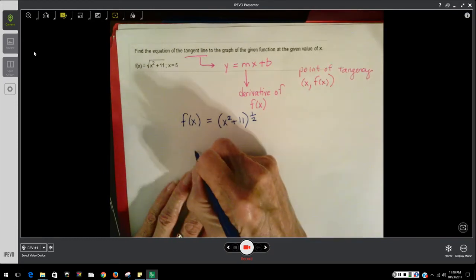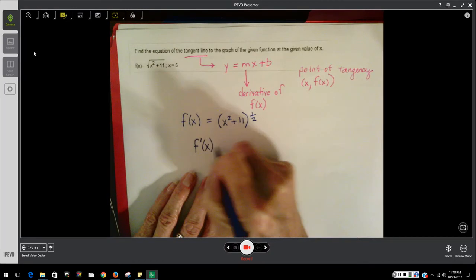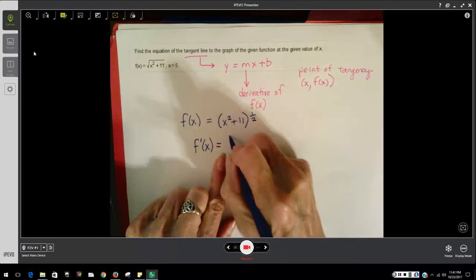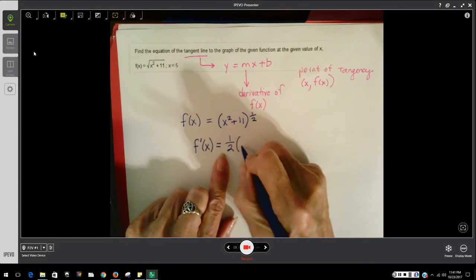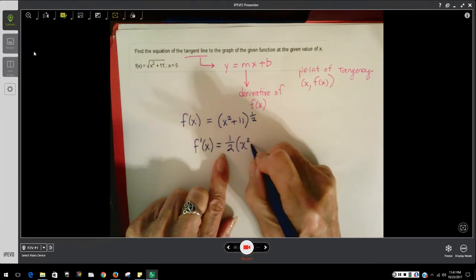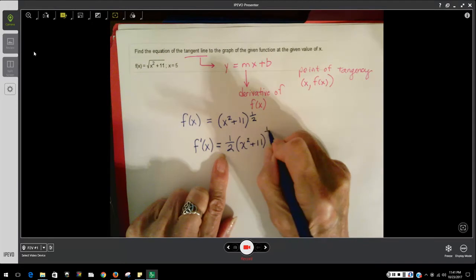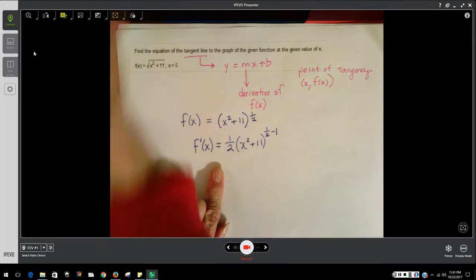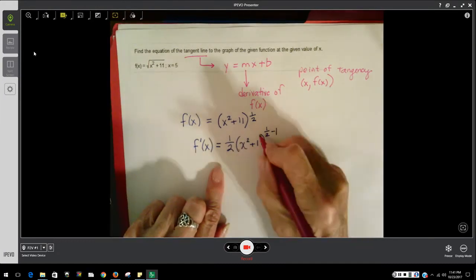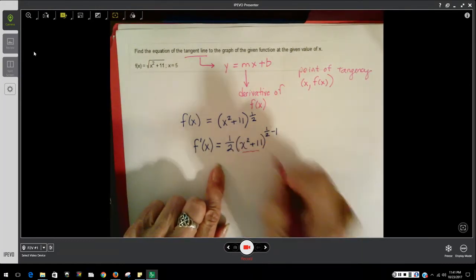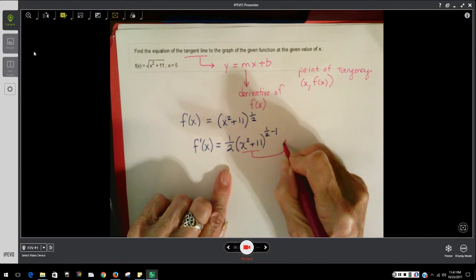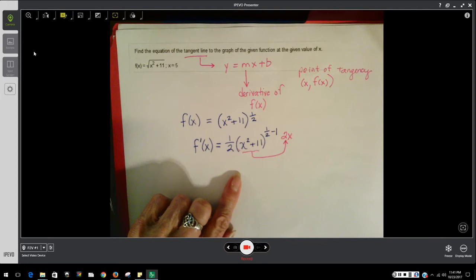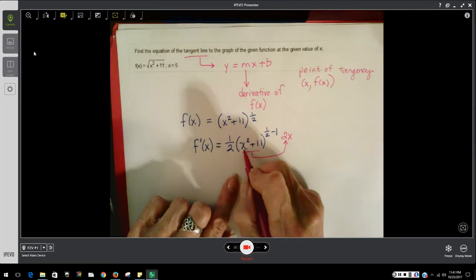So to find f prime of x, the only thing new here is the chain rule. We bring 1/2 down in front, keep what's inside the parentheses, and subtract 1 from the 1/2. Then, because this is chain rule, once again, we have an outside function and we have an inside function. We're going to take the derivative out here of the inside function, which is 2x plus 0, or just 2x. The 2x coming from x squared.